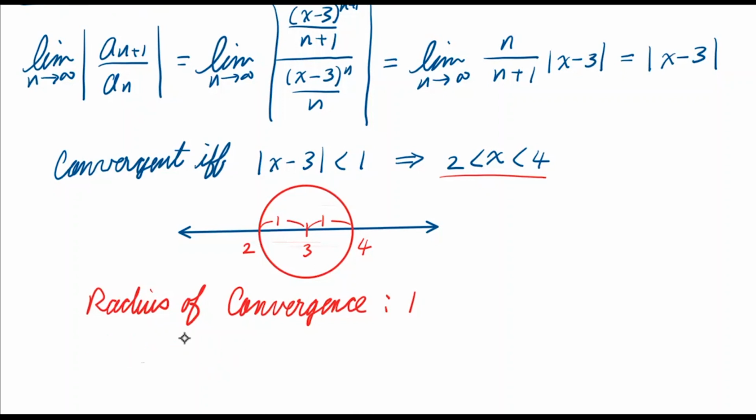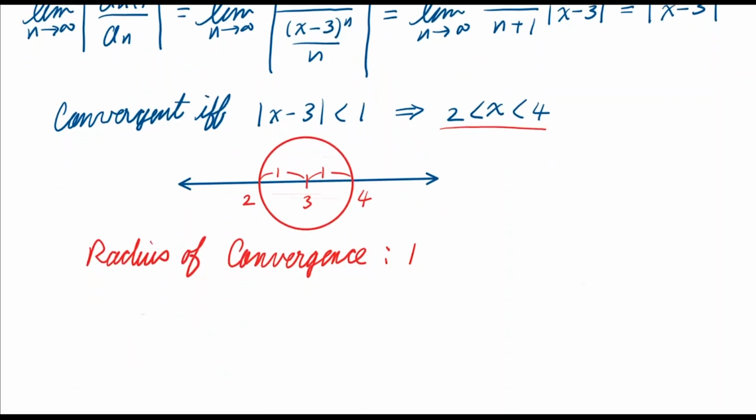Oh, we can't do the interval of convergence yet. Do you know why? Because the ratio test is inconclusive when this is equal to 1. So when x is equal to 2 or x is equal to 4, this thing is inconclusive, so we don't know.